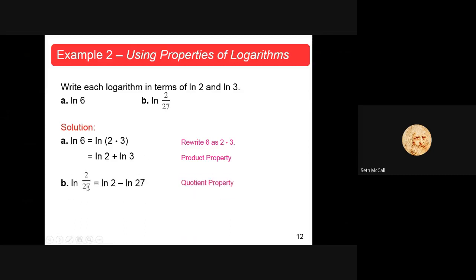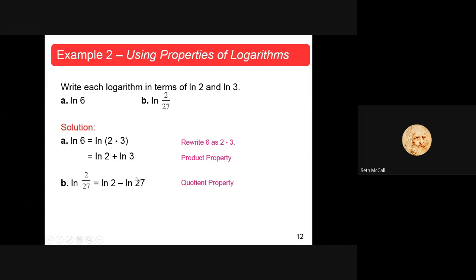The next one is a quotient. As I showed you in the previous slide with the quotient property, if you are logging a quotient, you can log the numerator and you can log the denominator separately and then separate them with a minus. Now, we are not quite done because in the directions it says write each logarithm in terms of natural log of 2 and natural log of 3. You can see here this natural log of 2, that's fine. But the natural log of 27, that doesn't fit into this quite yet.